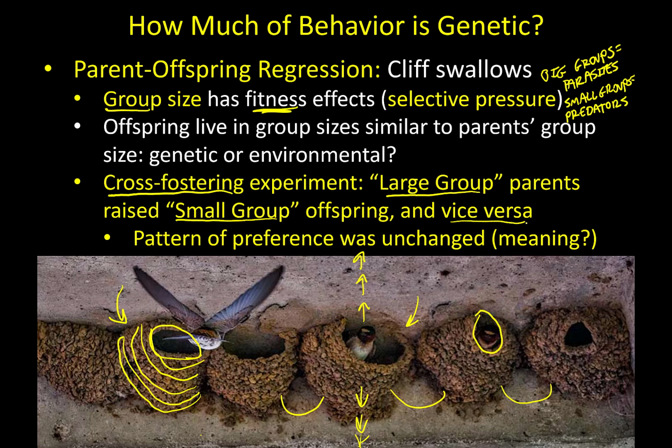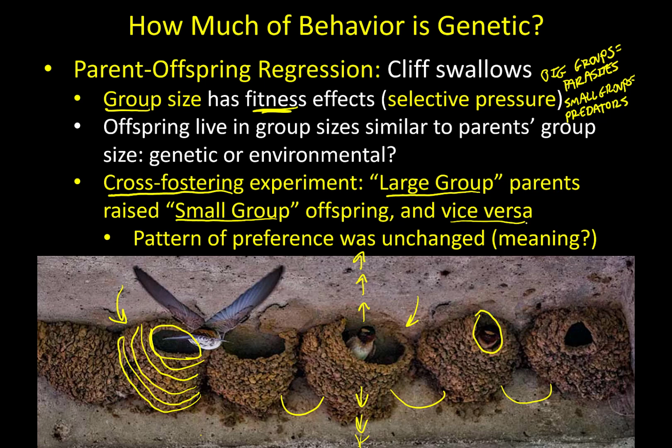The idea here is that if group size choice is 100% genetic, then it won't matter if large group offspring grew up in a small group. When they're mature and they get to make their own choice, their genes are going to tell them you need to live in a large group, regardless of the fact they were raised in a small group.